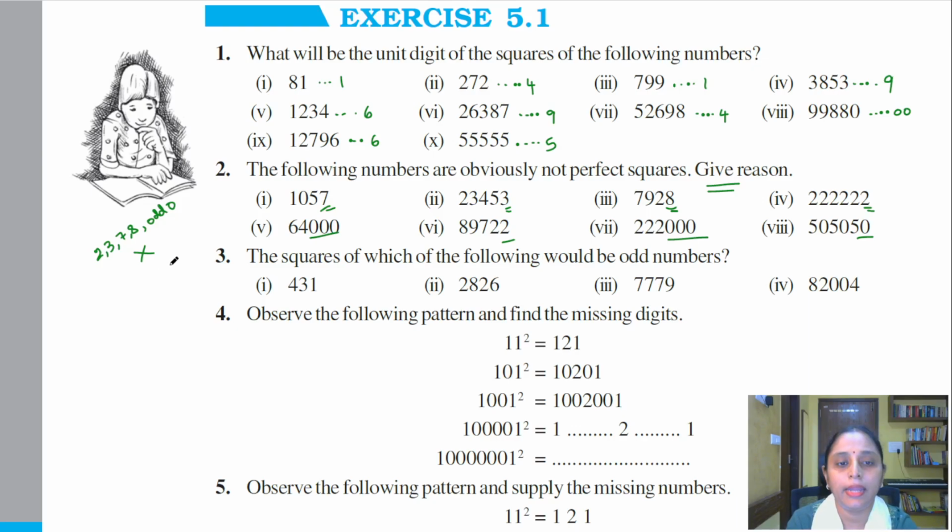Next, third question: the squares of which of the following would be odd numbers? Now you know that if an odd number is squared, you get an odd perfect square. If an even number is squared, you get an even perfect square. So here, if this number is odd, clearly the square is also going to be odd. This is even, so the square can't be odd. This is odd, so the square is going to be odd. This is even, so the square is not going to be odd. Even if you look at the last digit, since you already know what the last digit is, you can quickly check, right? Here it is 1, here it is 6 for the square. So that is the third question.